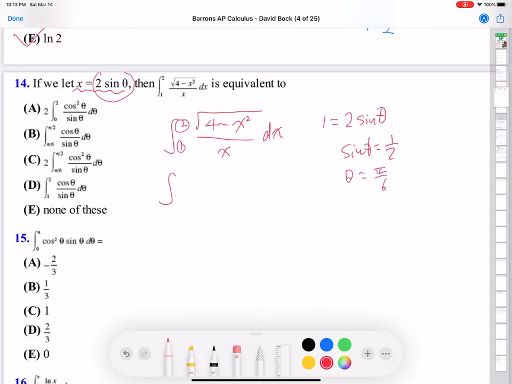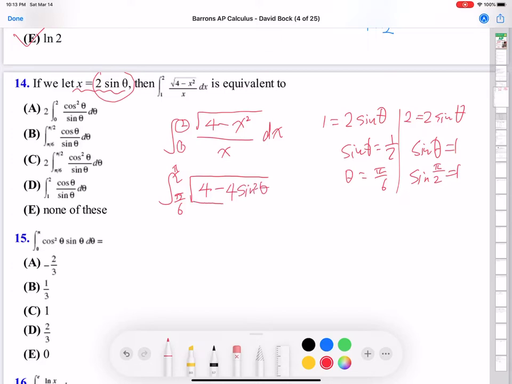So the lower limit is pi over 6. What about 2? If x equals 2, 2 equals 2 sine theta, which means sine theta is 1. Sine pi over 2 is 1, right? That's why theta is pi over 2. So the upper limit is pi over 2. Then 4 minus x squared, where x is 2 sine theta, so 4 sine squared theta, all over x, which is 2 sine theta. So 2 times sine theta. And then d theta, right?